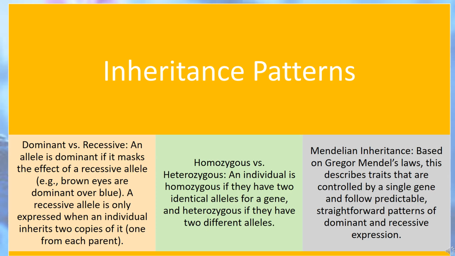Inheritance patterns. Dominant versus recessive. An allele is dominant if it masks the effect of a recessive allele, e.g., brown eyes are dominant over blue. A recessive allele is only expressed when an individual inherits 2 copies of it, one from each parent. Homozygous versus heterozygous. An individual is homozygous if they have 2 identical alleles for a gene, and heterozygous if they have 2 different alleles. Mendelian inheritance.